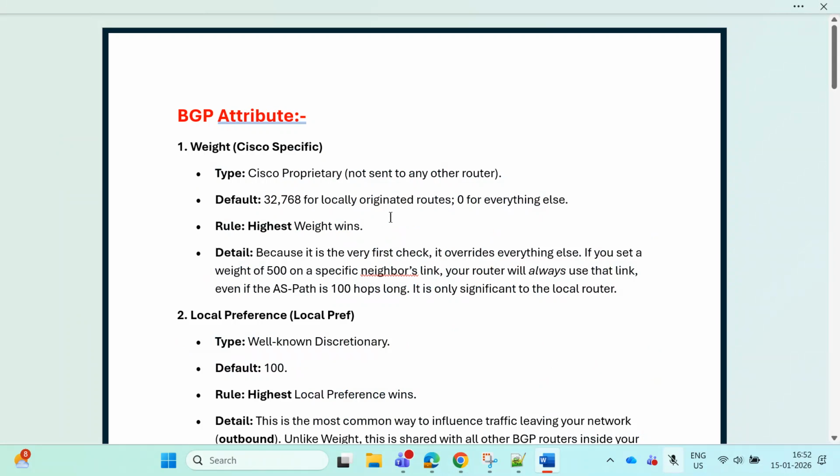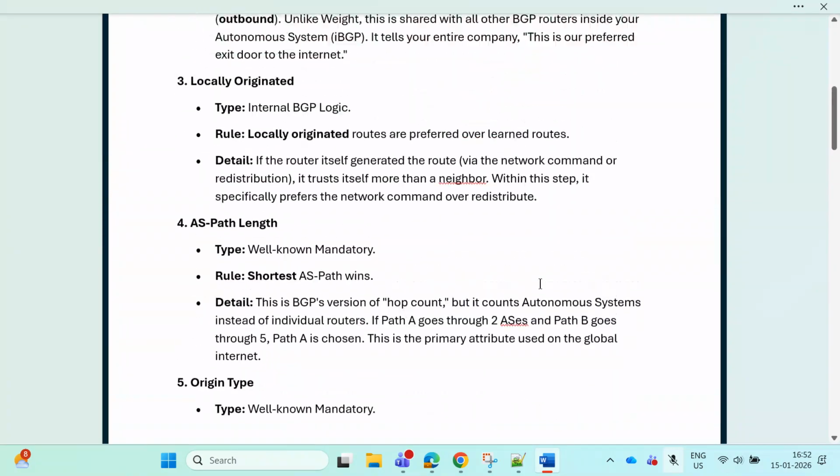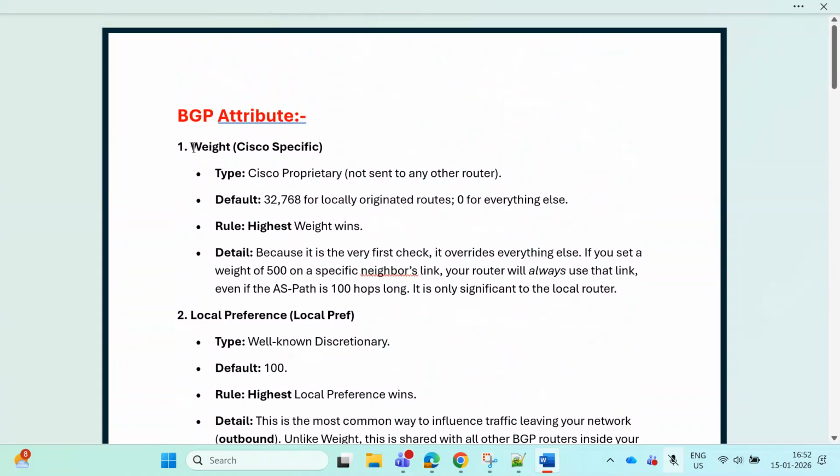There are a total of 8 attributes I mentioned here, right? The first one is weight. This is a Cisco proprietary attribute, and we cannot configure it on other than Cisco, like Juniper or Aruba or any other router, right? So we cannot configure it. Let's read out what it's saying.